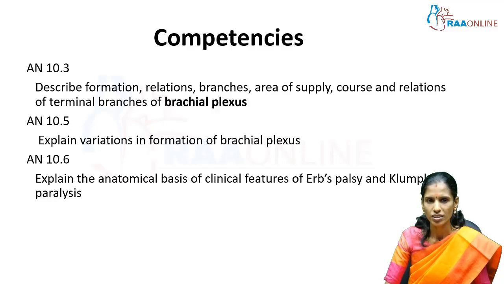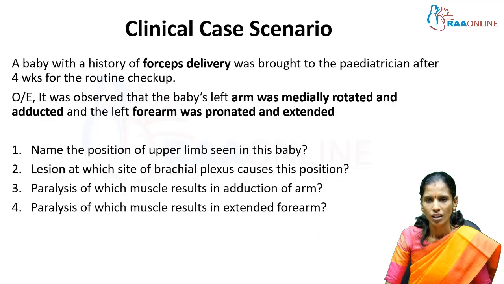The first competency is: describe the formation, relations, branches, area of supply, course and relations of terminal branches of brachial plexus. The second competency is: explain variation in formation of brachial plexus. And the third one is: explain the anatomical basis of clinical features of Erb's palsy and Klumpke's paralysis. Let's start the session with a clinical case scenario.